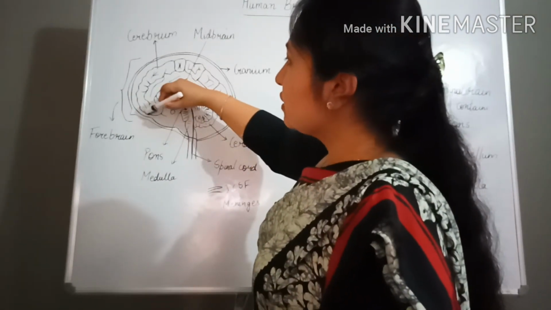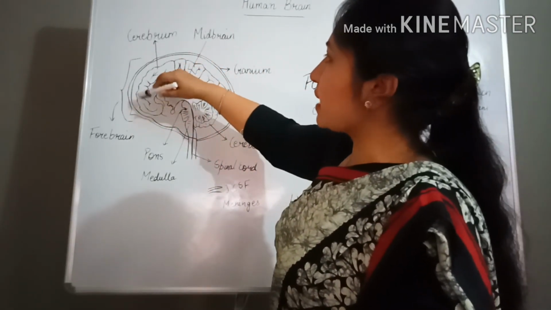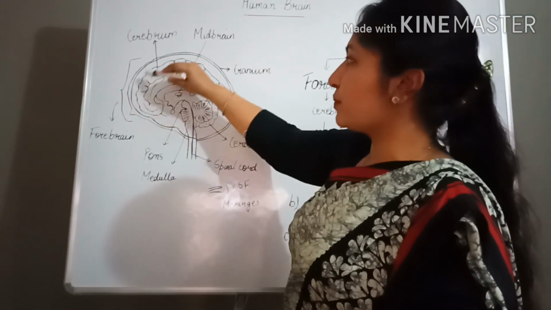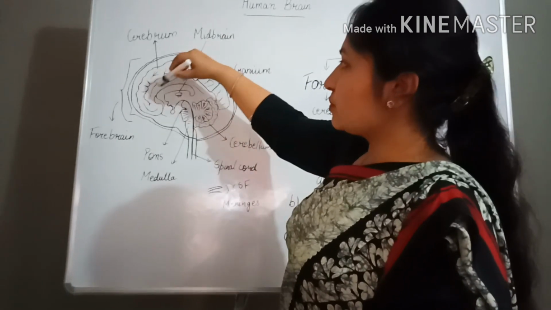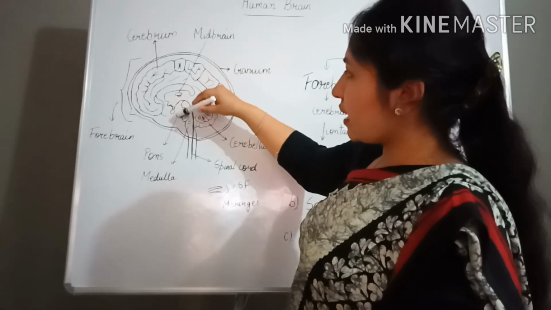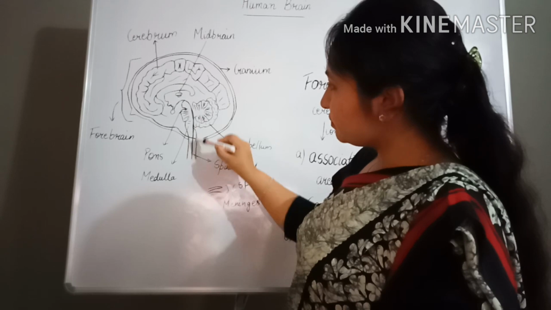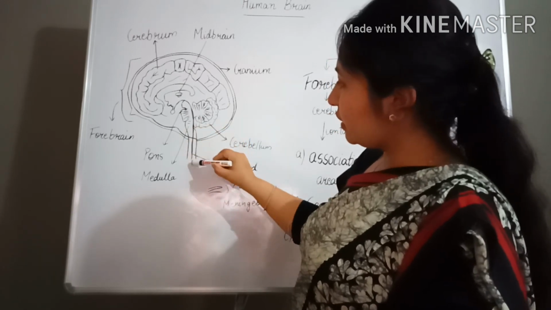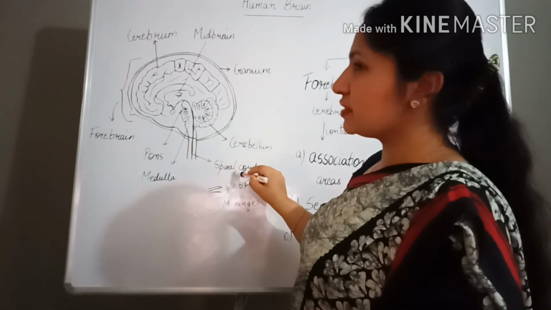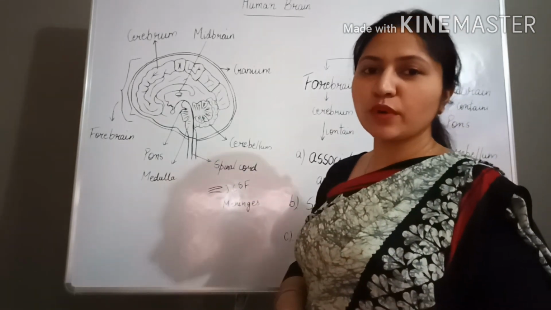Now see here, this portion, the forebrain, consists of the cerebrum. Most of the portion of the brain consists of the cerebrum region. This portion is known as the cerebrum, this one is the midbrain, and this portion is known as the hindbrain. And just after the brain, from here at the back side, the spinal cord is present. Where is the spinal cord present? It is present in the cavity of the vertebral column.